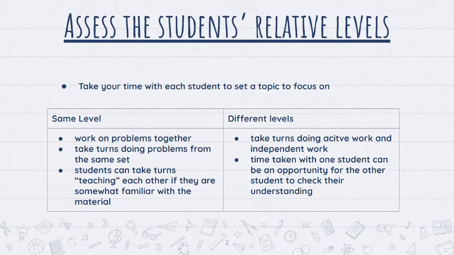It's more likely you'll be encountering two students at different levels. While they might not get the same engagement from teaching each other what they're doing, you can still make sure that they're both engaged during the session by taking turns doing active work with you and independent work on their own. Active work can include normal tutoring practices like doing a mini lesson, working through a problem together, or having the student explain what they are doing.